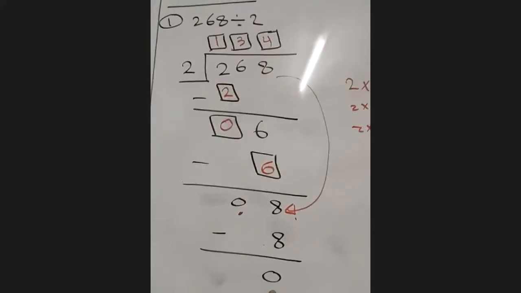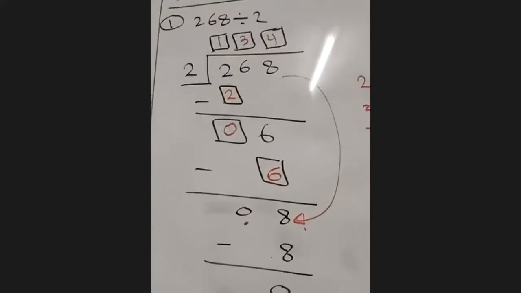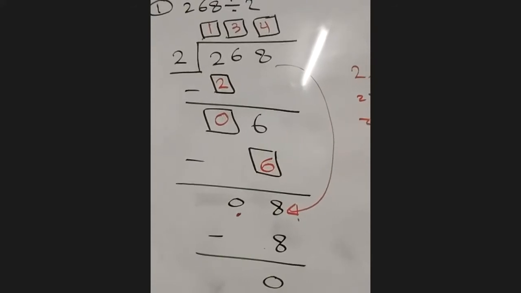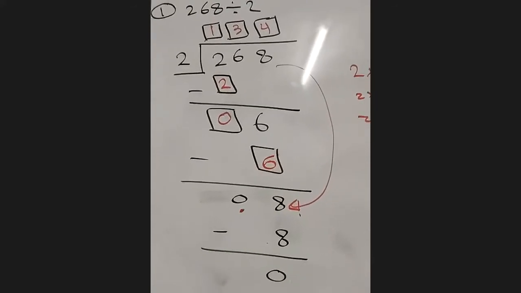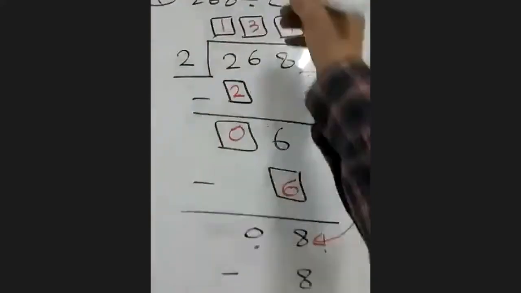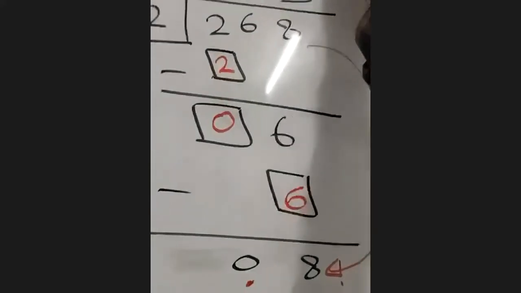So what's the answer? The answer is 134 and the remainder 0. No need to mention the remainder. If it's 0, no need to write it. So the answer is 134.